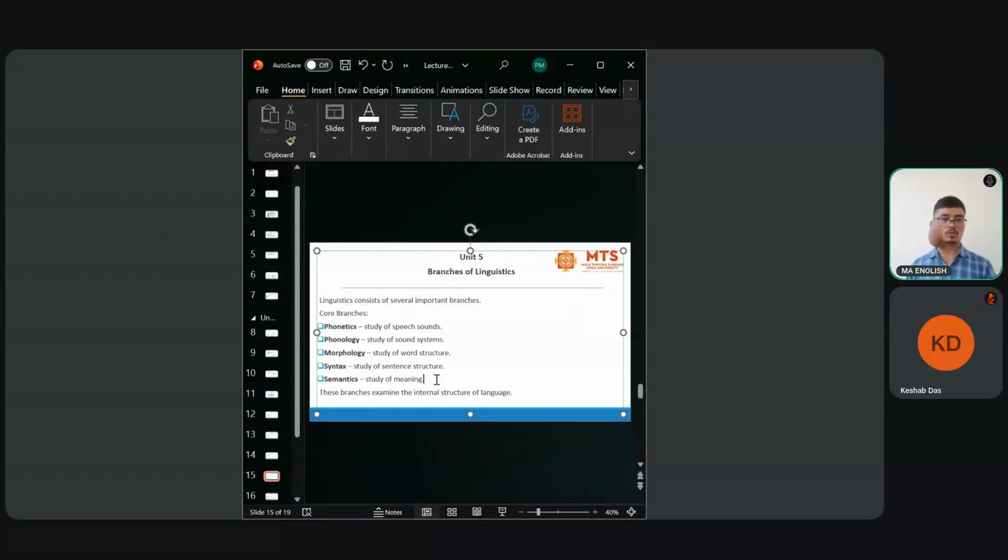The first four branches: phonetics, the study of speech sounds, and then we have phonology, the study of sound patterns and systems. Then we have morphology, the study of word structure, and syntax, the study of sentence structure. And then we have semantics, the study of meaning, and another one we have is pragmatics. Pragmatics also can be added here. Okay, let me just add it.